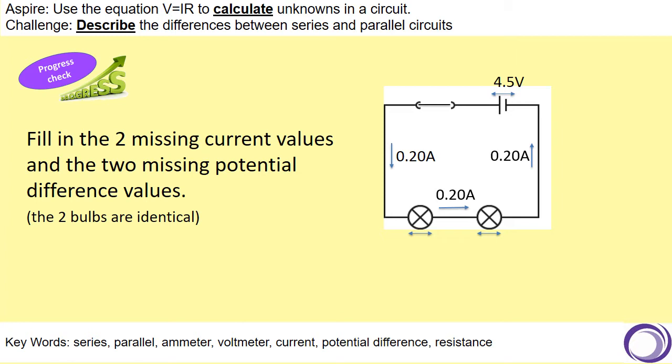So give yourself 2 marks if you've got those 2 right. Potential difference though is shared, and we've got 4.5 altogether at the cell at the top, so that 4.5 must be shared, and if the two bulbs are identical, it'll just be shared equally. So half of 4.5 is 2.25, so you get 2.25 volts across one and 2.25 volts across the other, which gives you a total of 4.5. Give yourself another 2 marks if you've got those right. Well done.